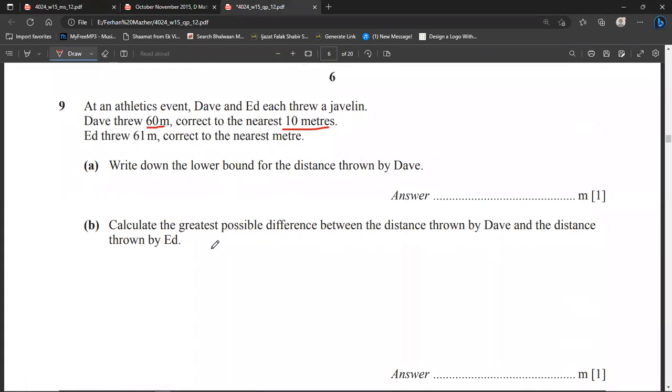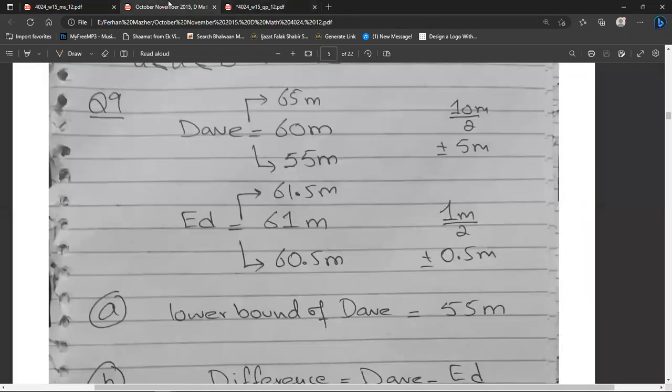Okay, then we have Ed, and Ed's measurement is 61 meters, correct to the nearest meter. Nearest meter means 1 meter. So divide the 1 meter by 2, you get 0.5 meter. So 61 meters, add 0.5 to it, you get 61.5. From 61, subtract the 0.5, that will be 60.5 meters. So the upper bound and lower bound of Ed, we also know that.